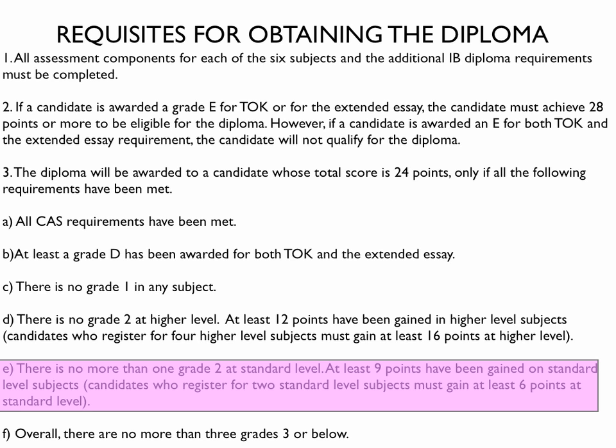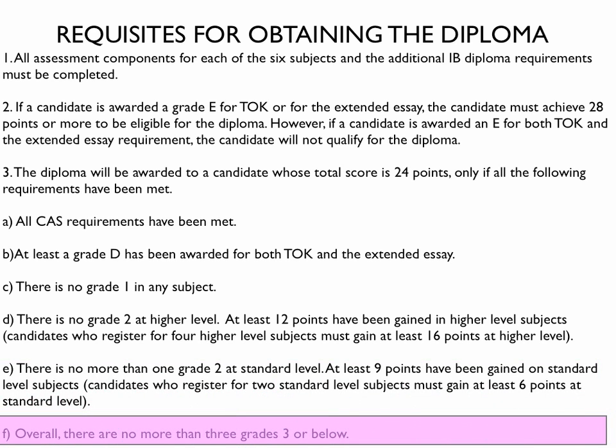Okay, overall, there are no more than 3 grades 3 or below. That means if you have, for example, a 5 in English, a 4 in Spanish, a 3 in biology, and then in all of your standard level subjects you get a 3, you are not going to get the diploma because you cannot have more than 3 threes. Okay? So you can have a 3 in one higher level, or up to 2 threes in any standard level, but not more than that. Okay? And if you have a 2, then you can definitely not have any more 3s.